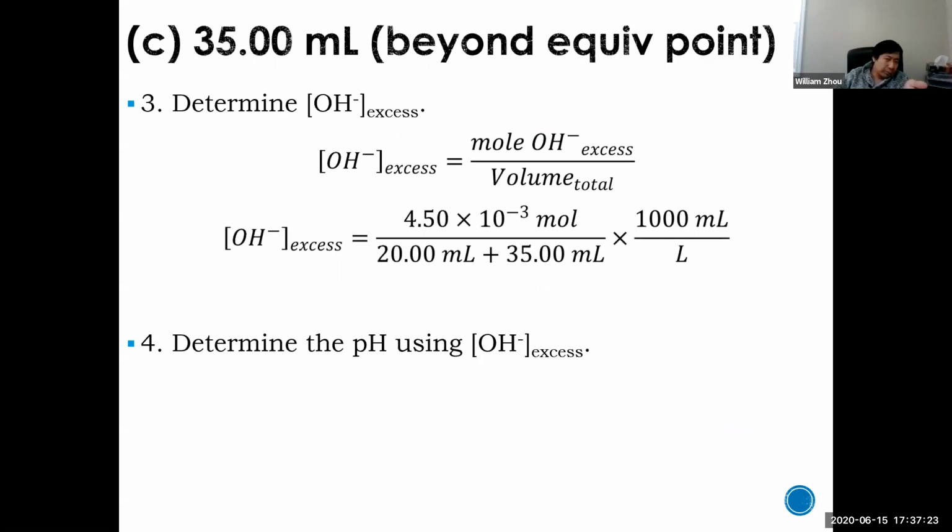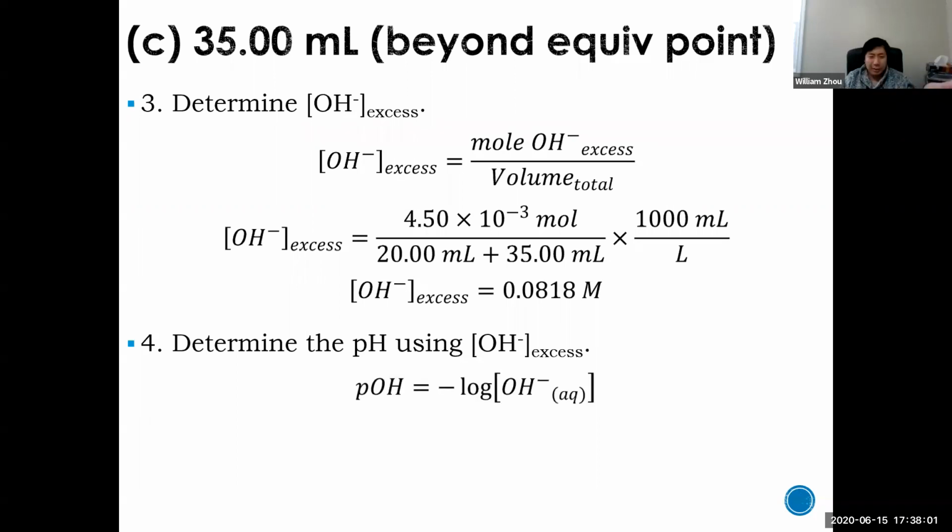What is the volume? Well, you have 20 of the acid, 35 of the base, and you add them together, you get 55 total volume, and of course you have to convert to per liter. That's what you multiply by 1,000 milliliters per liter. You cancel the milliliters. You have 0.0818 moles per liter. Okay, that is the concentration of the excess amount of hydroxide. That's the concentration that you added too much of. So that determines the pH.